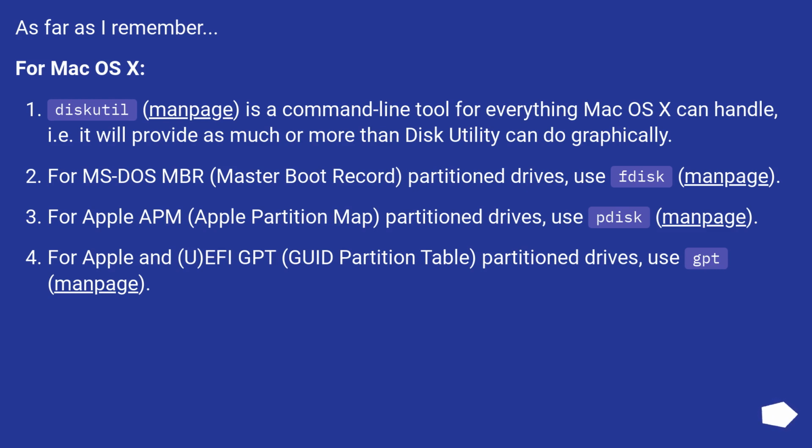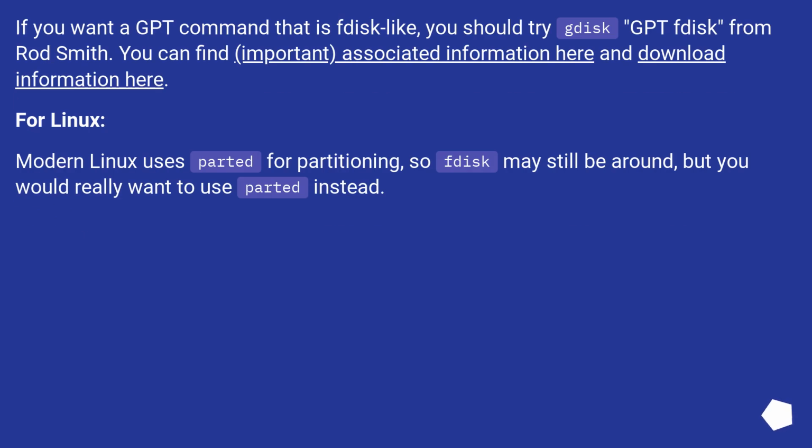For MS-DOS MBR (master boot record) partitioned drives, use fdisk (manpage). For Apple APM (Apple Partition Map) partitioned drives, use pdisk (manpage). For Apple and UEFI GPT (GUID partition table) partitioned drives, use gpt (manpage). If you want a GPT command that is fdisk-like, you should try GPT fdisk from Rod Smith. You can find important associated information here and download information here.